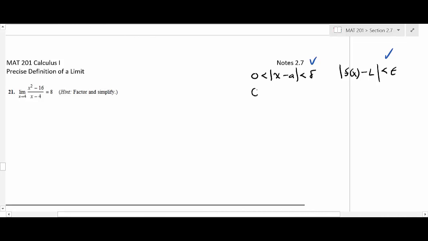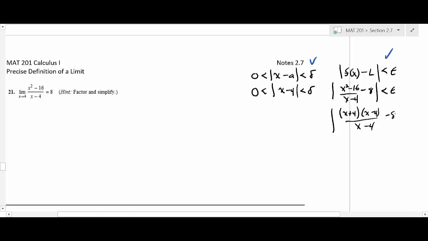When we start this, we're going to have 0 < |x − 4| < delta. Let's go over and formulate this. We have the function (x² − 16)/(x − 4) minus the value of the limit, 8, less than epsilon. It looks like we need to do some factoring. That's a difference of two squares. So we factor (x + 4)(x − 4)/(x − 4) − 8 < epsilon. That cancels out, giving |x + 4 − 8| < epsilon, and that leads us to |x − 4| < epsilon.